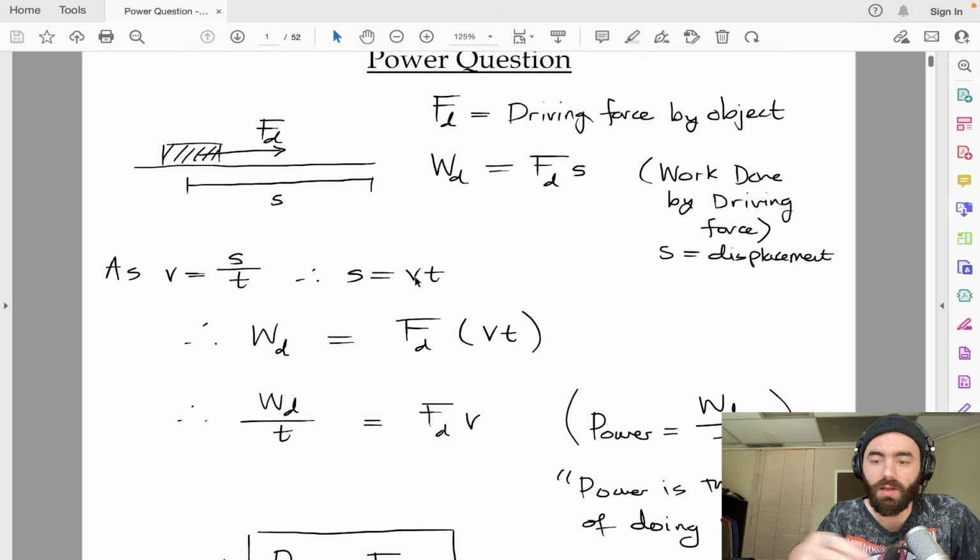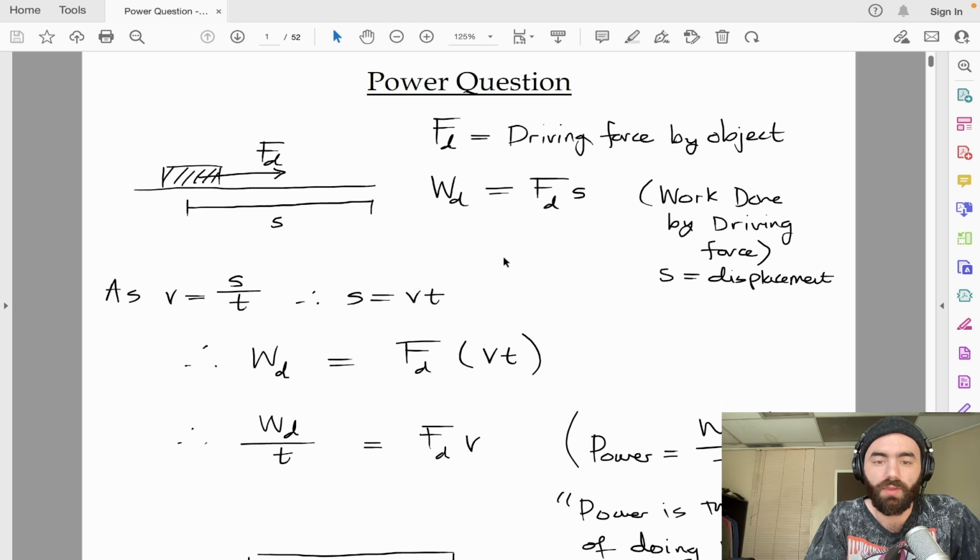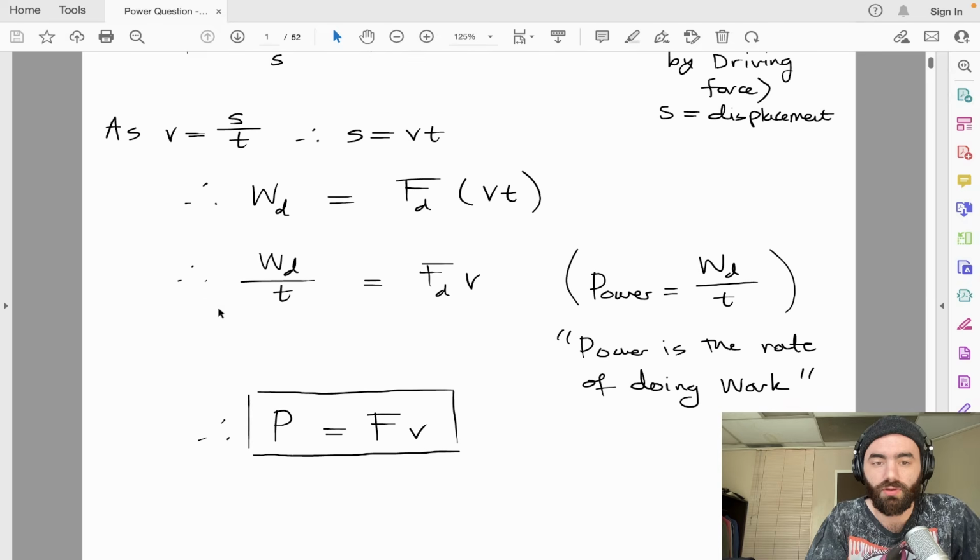Power is simply this. Power is literally the rate of doing work. And so you can derive it from work done. If you have a force that's doing work on an object and moving it at displacement s, from that, by just substituting in s equals vt, the distance equals velocity times the time, we get the power equation, because the work done divided by the time is simply power.